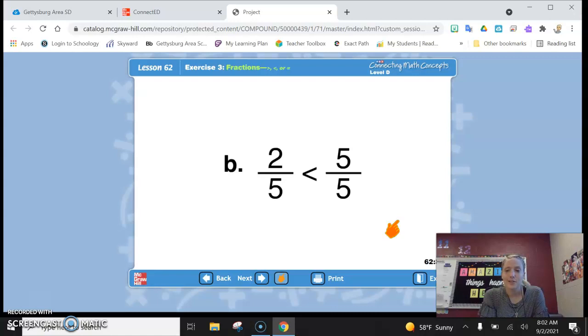All right, guys, you should be done with C and D. Let's take a look. For C, here's what you should have had. 3/2 is bigger. Now, this one might have tricked you. 7/7, you're right, is equal to 1 whole.